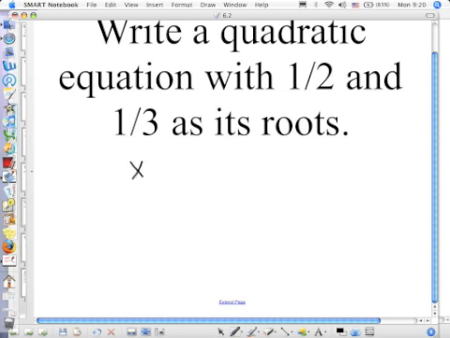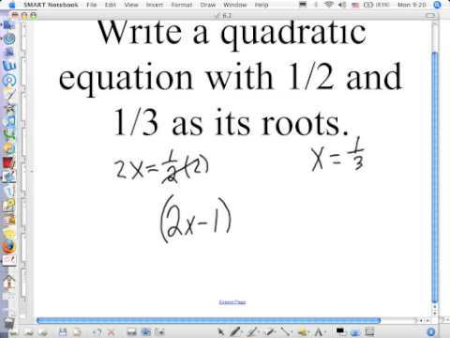If one of my answers was 1/2, 2x, it's 2x what? Minus 1. Because I would multiply both sides by 2 and then subtract 1. So one of my factors is 2x minus 1. And if the other one was x equals 1/3, what's the other factor? 3x minus 1 equals 0. And then we FOIL that back together. So it's pretty much like... Right. Exactly. Because you'd have to do the opposite to get it back on the other side.